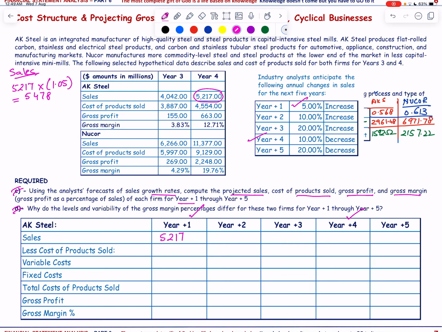Then we go for the variable cost, and we have seen that the variable cost is 0.568 of our total sales. So variable cost is 0.568 times the sales of the year, that is 5217.